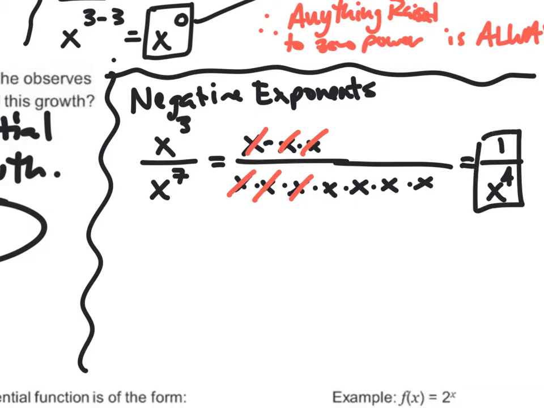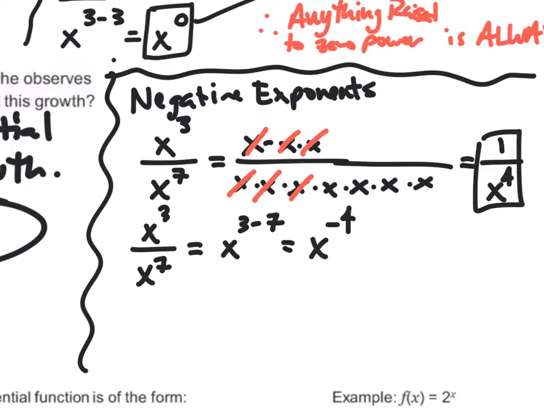Now if we do that problem again, x cubed over x to the seventh, and we do x to the 3 minus 7 power, that means we have x to the negative 4 power. Here's the crazy thing: when you do it the long way, you get 1 over x to the fourth. If you do it using the subtraction method, you get a negative exponent. So we can conclude that these two things are the same.